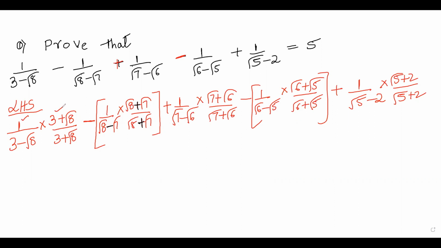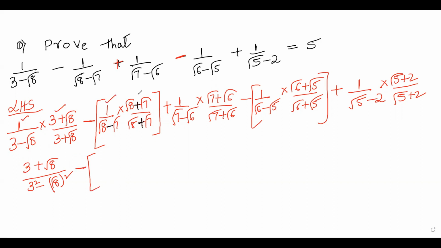Numerator into numerator: 1 into 3 plus root 8 is 3 plus root 8 only. Now in the denominator we have a minus b into a plus b form, which is written as a square minus b square. A value is 3, so 3 square minus b value is root 8, so root 8 whole square. So first part multiplied, next part you are having minus sign, so put the bracket.